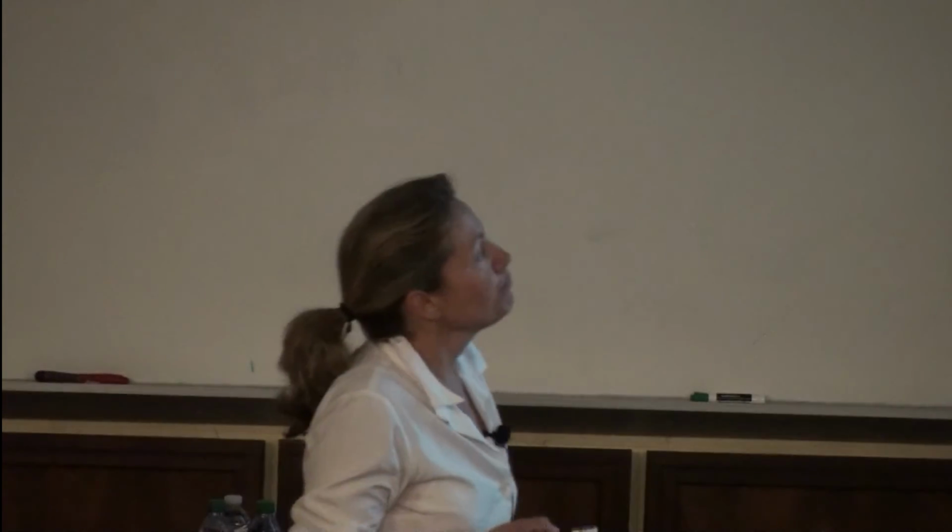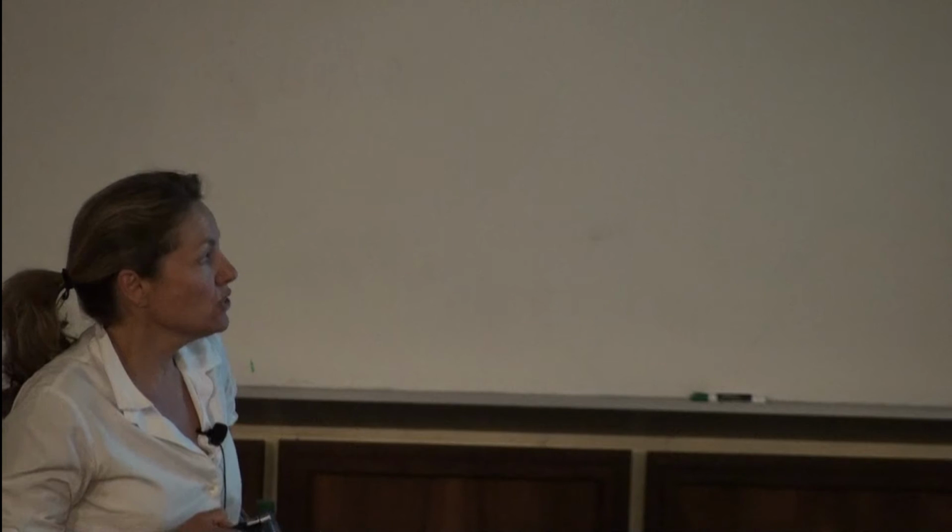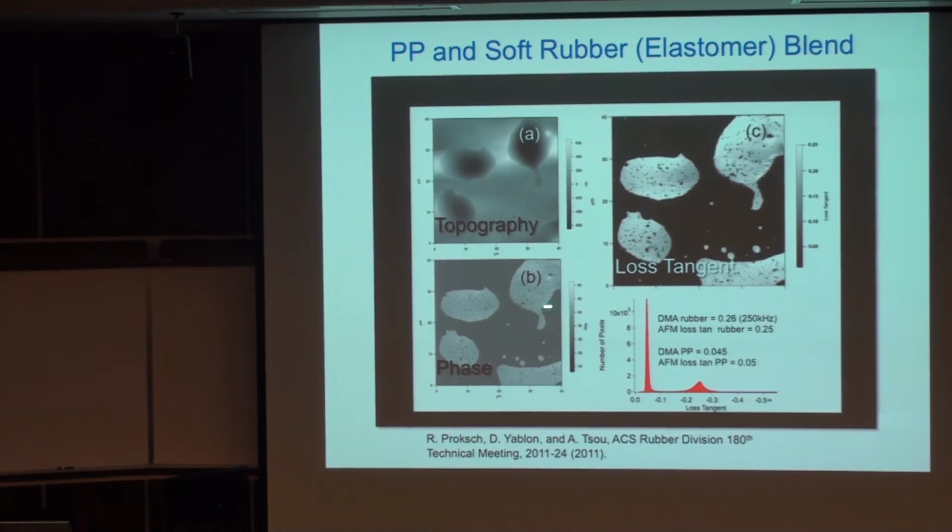Here's some data. I can show you. I need to check the time. So in this image, we used an elastomer, a blend between a polypropylene and some soft rubber. I don't remember what it is. And you have the topography, you have the phase signal, and this is your loss tangent. And coming from the previous slide, you can see that this is pure calculation from the phase signal coming from the first resonance of the cantilever.